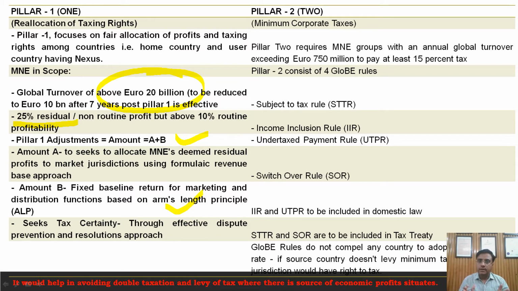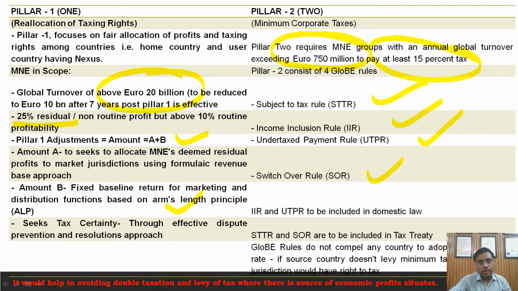So what is Pillar 2? Pillar 2 is chosen on the basis of CFS global turnover exceeding 750 million euro. They want to levy at least 15% tax. So what are the GLOBE rules? The GLOBE rules say: subject to tax rule, income inclusion rule, undertaxed payment rule, and switch-over rule. So IIR and UTPR are to be included in your domestic law, in your parent company. STTR and SOR are to be implemented through tax treaties, through the multilateral instrument.